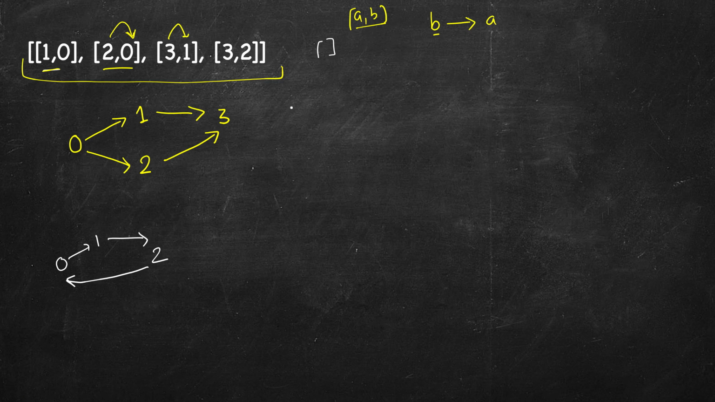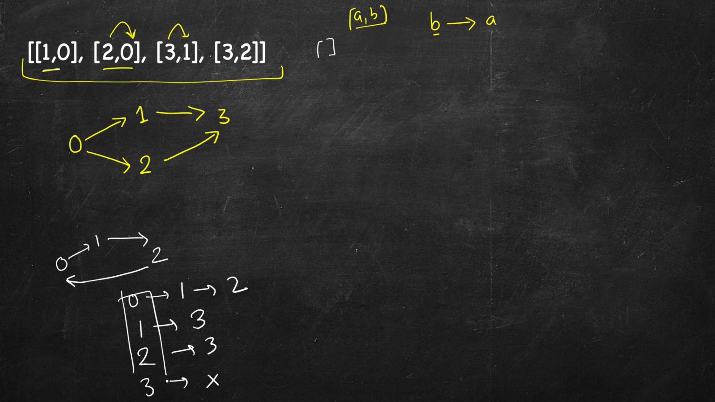So we have to mix two things in our solution. One, we have to do a topological sort. So we will construct our adjacency list from this. So it will look like: 0 has 1 and 2, 1 has 3, 2 has 3, and 3 does not have any outgoing neighbor. This is the adjacency list. Once we construct this, we will do topological sort. And in that only, we will insert the logic for cycle detection.